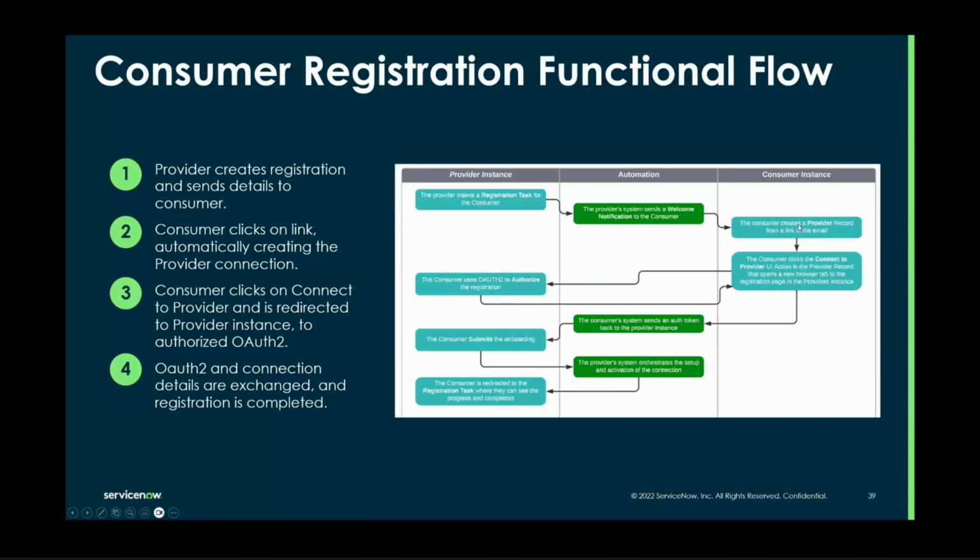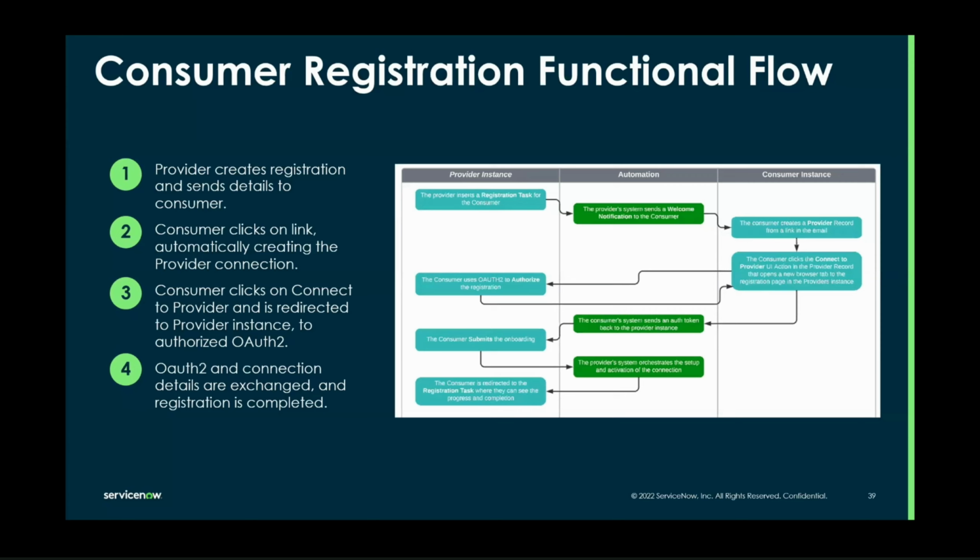When the consumer clicks on that link, it creates a provider record within the consumer instance. Now when they click on connect to provider, we see this arrow that goes over to the provider instance to use OAuth2 to authorize the registration. When they click on that provider link, and this relates to what we were talking about with impersonation or separate browsers, it opens up a window on the provider instance where they approve and authorize that registration. So that's why we see that pop up.